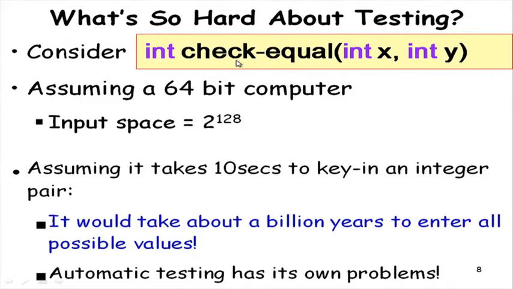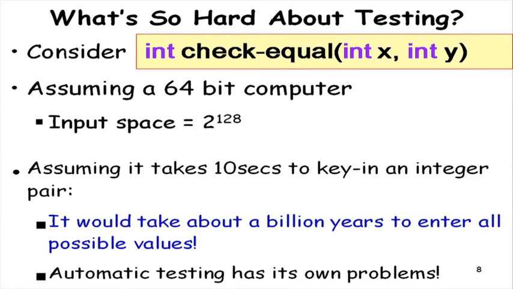Just to elaborate the problem, we will take a very simple example. We have written a very simple piece of code that takes two integers as arguments. Our unit here is a function named check equal, taking two integer parameters, and it returns 0 if they are not equal and returns 1 if they are equal. So, a very trivial function, and we are trying to test it.